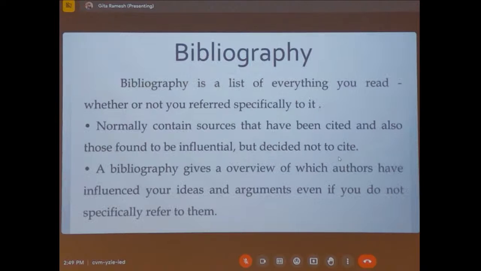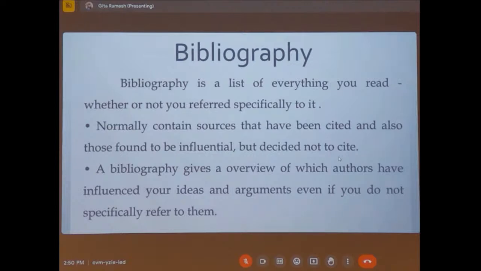The next one is bibliography. Bibliography is a list of everything you read, whether you have cited, paraphrased, or summarized it or not. If it is not written in your work, but you have read that literature extensively, then you may write it in the bibliography. That means bibliography will contain all the sources that have been cited and those which have been found to be influential, but you did not require to cite in your research study.